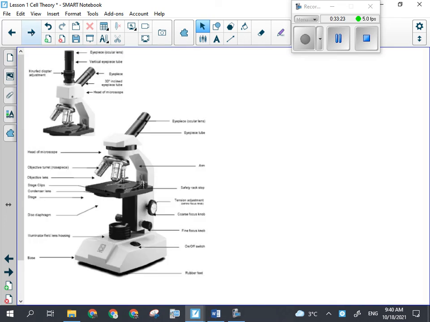I am never going to ask you to label the parts of the microscope. But I do need you to know what the parts of the microscope are, at least at a functional level, so when I'm talking about it, you know what I'm talking about. The important parts of the microscope for us: the eyepiece and ocular lens. That's the part that you look through.